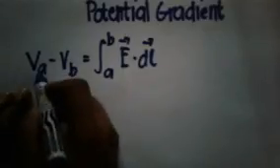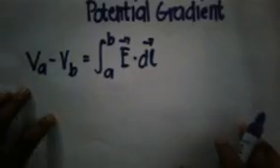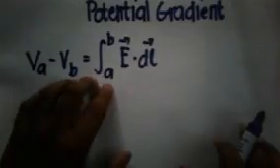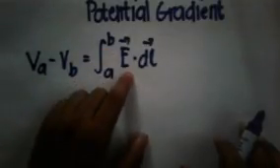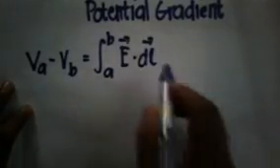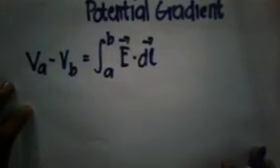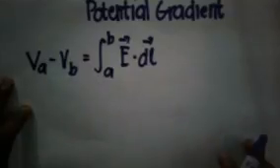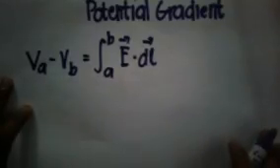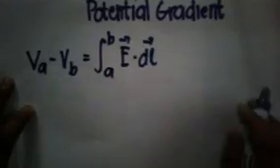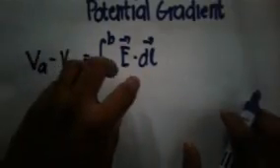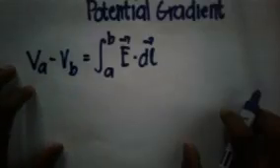So we have the potential at point A minus the potential at point B equal to the integral from point A to point B of our electric field dot dl. We know that dl is the infinitesimal displacement along the particle's path. Now, if we know our electric field at various points, we can use this equation to calculate potential differences. In this section, we show how to turn this around.